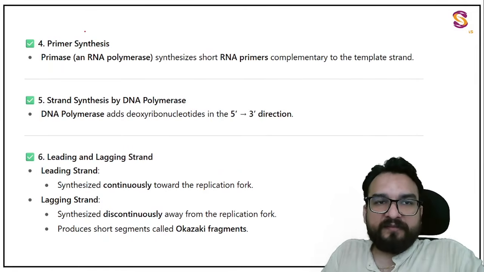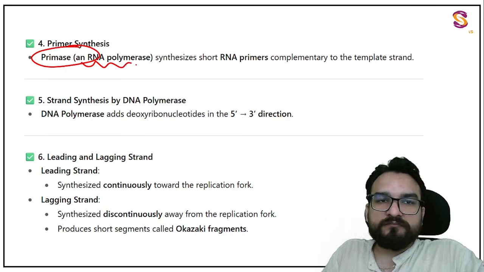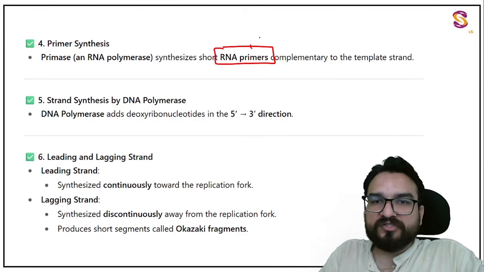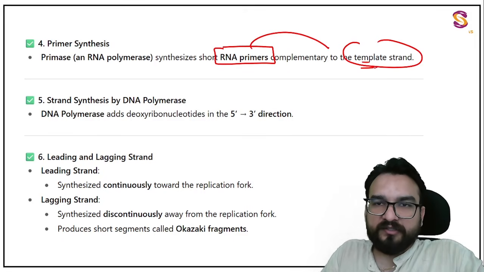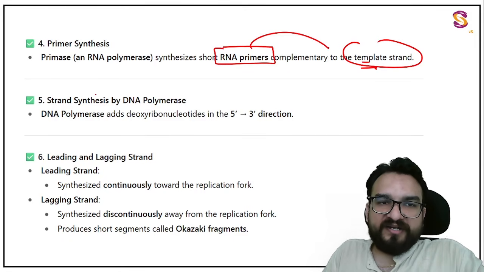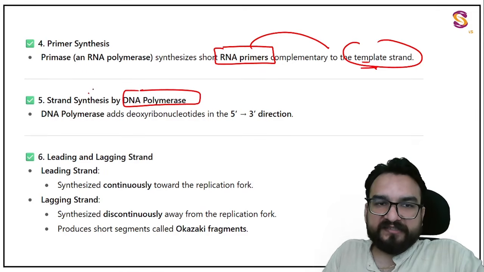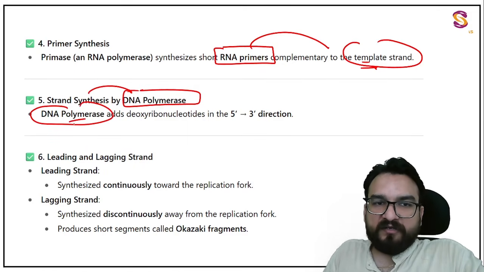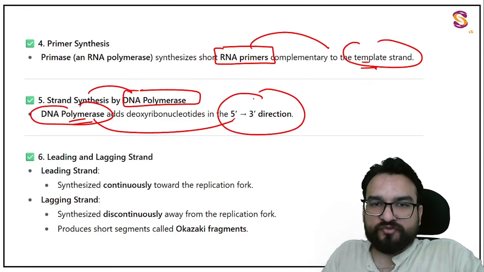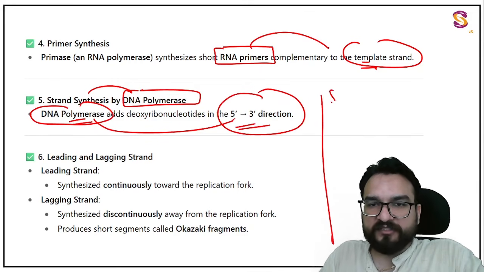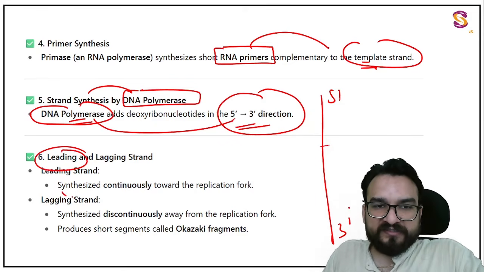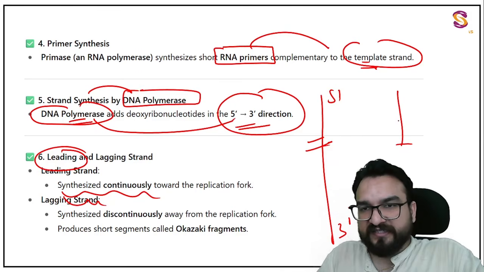Okay? Then primer synthesis will be happening. That means primase and RNA polymerase synthesize short RNA primers complementary to the template strand over here. And then strand synthesis by DNA polymerase. DNA polymerase will work over here in the 5' to 3' direction. They will be forming in this particular direction with no breaks. Leading strand is synthesized continuously like this. Lagging strand is synthesized in breaks over here.